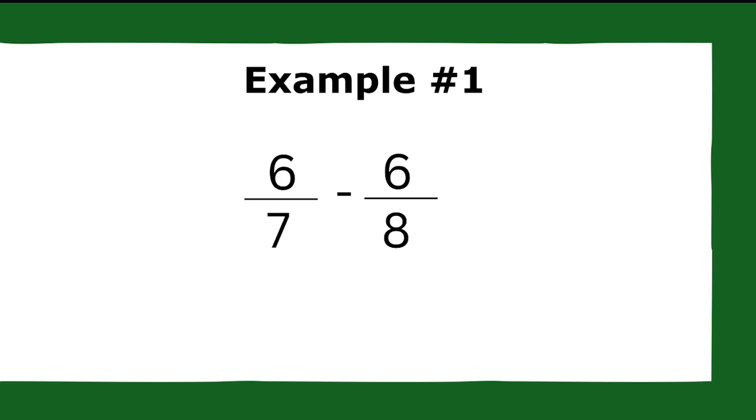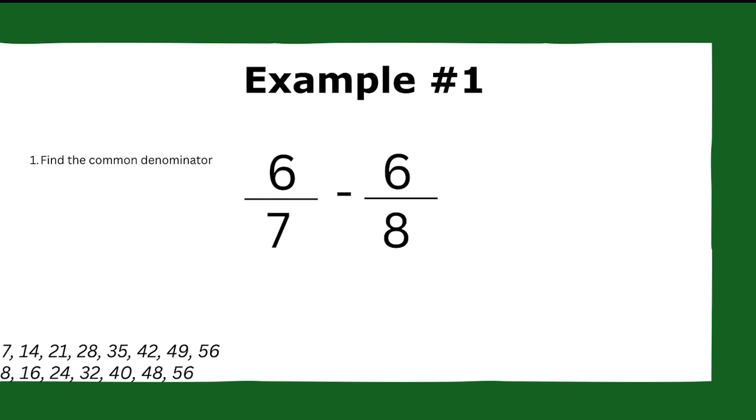For my first example, I have 6 over 7 minus 6 over 8. I know my first step is to find the common denominator, and to do this, I like to use the list method. At the bottom left, I have listed the multiples of 7 and 8, and I stopped at 56 because I saw that they both share 56. So now that I know that's my common denominator, I'm going to write that out. I'm going to have 56 over my mystery numerator.